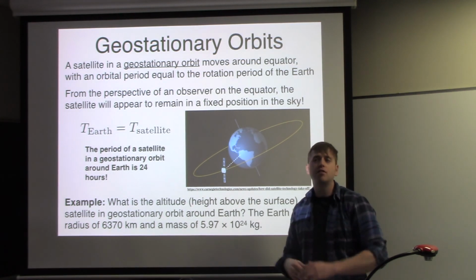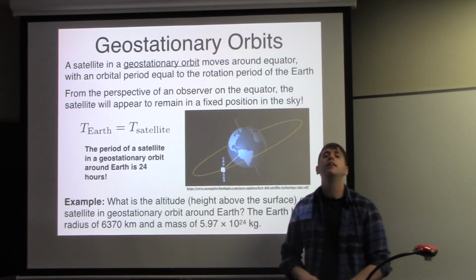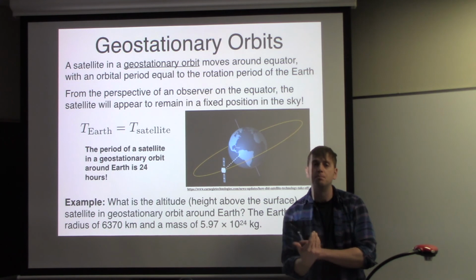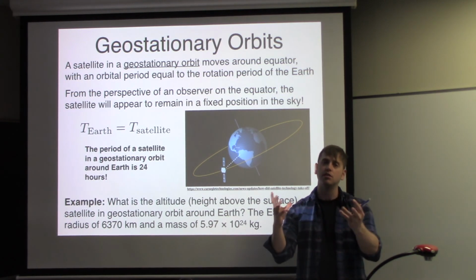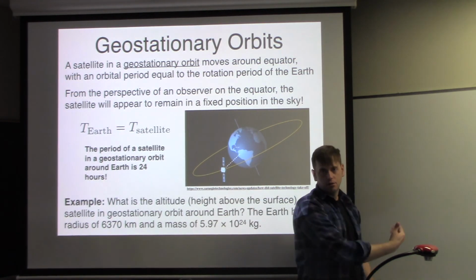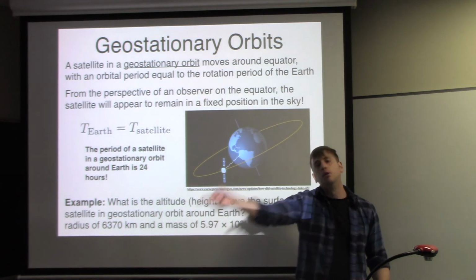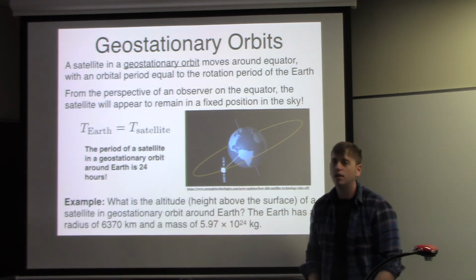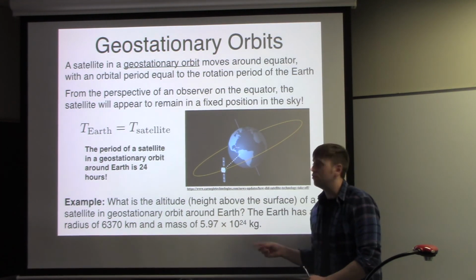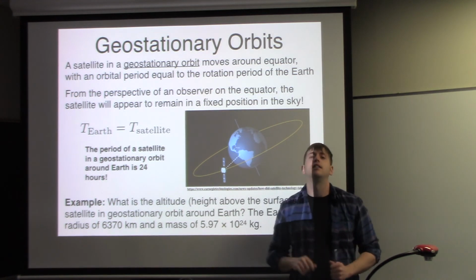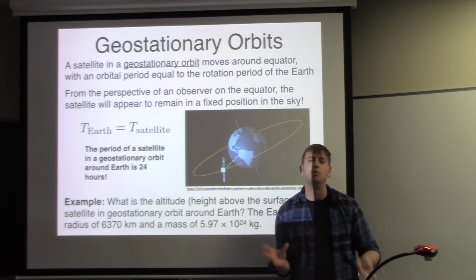I don't know if you have ever looked at the night sky and seen a satellite go by, but typically the ones you can see easily are moving really fast across the night sky. They just come and go within a minute or so. In geostationary orbit, you're just going to see that satellite remain in the same place overhead. It looks like it's not moving.